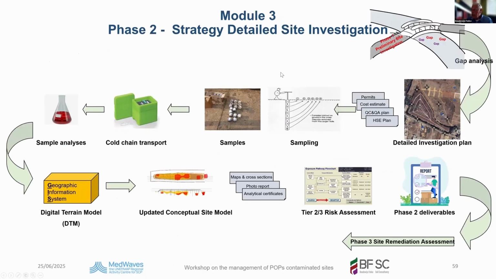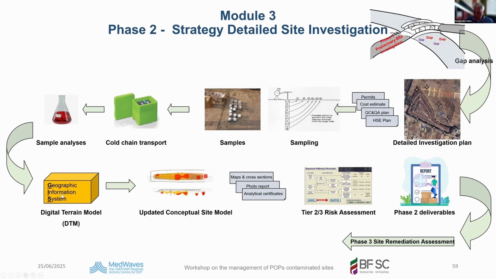This is another cross-section based on a very detailed survey, and here is the strategy of such a phase 2 survey, a detailed site investigation. Gap analysis, you remember that I demonstrated to you the strategy from the phase 1. Here comes it. Here's the bridge, the gap analysis. The gap analysis gives you the detailed investigation plan, the tables I just showed you of the different site components, but you also need permits, cost estimates, quality control and quality assurance plan, health and safety plan. Then you come to the sampling, the samples, labels, ready for transport, cold chain transport, sample analysis to the lab.